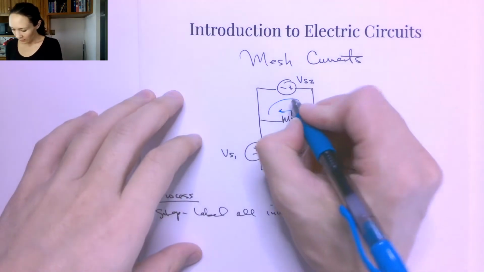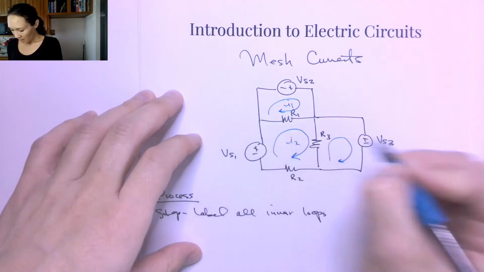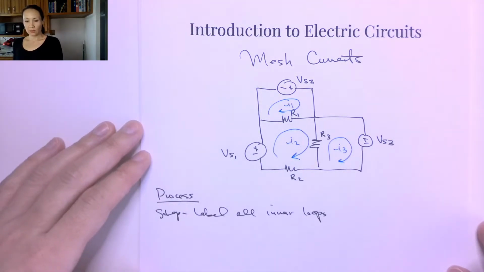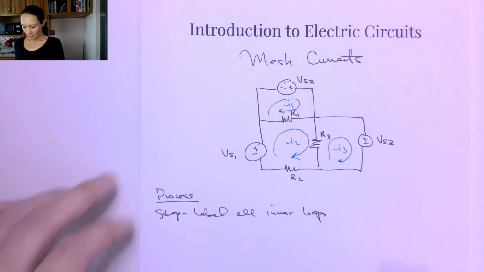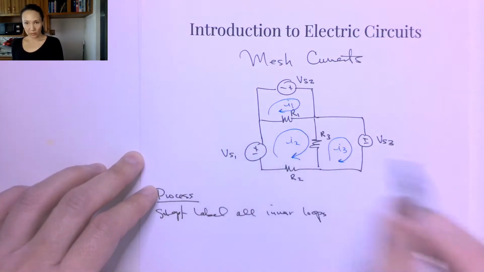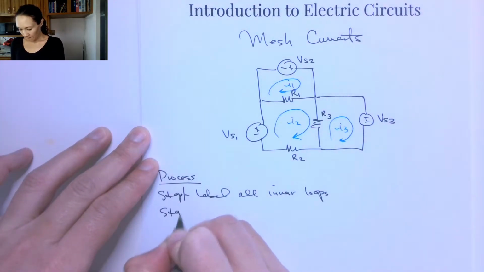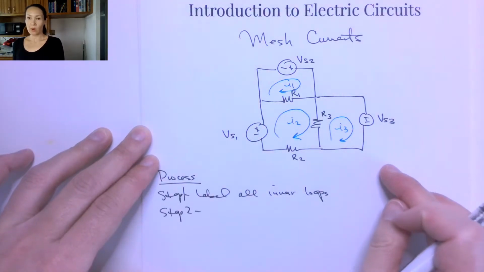So I'll go ahead and call this one current 1, I1. This will be I2, and this will be I3. And I'll show you how these currents mesh. So that's step number 1, we label all of the loops. The second thing that we want to do, step 2, is for every loop we want to write the KVL equation.